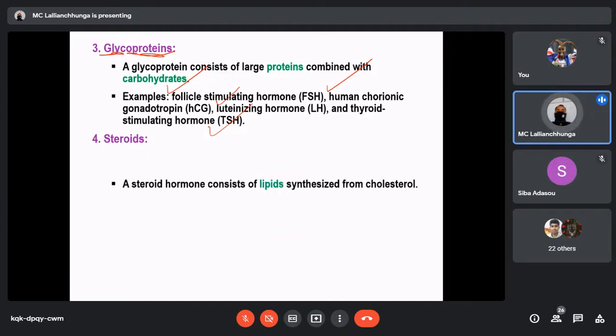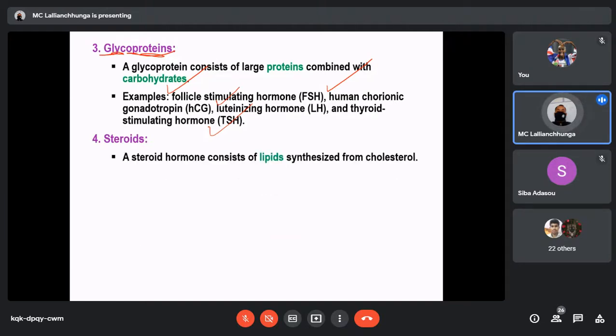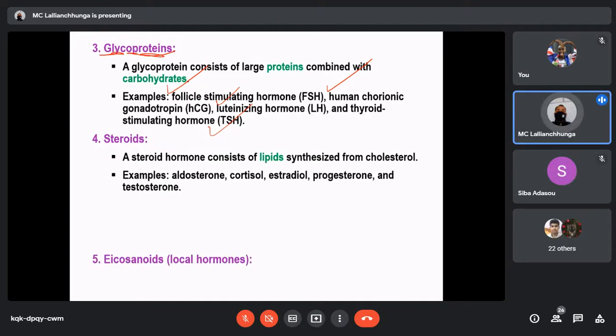Next one is the steroid hormone. A steroid hormone consists of lipid synthesized from cholesterol. You already know this one.